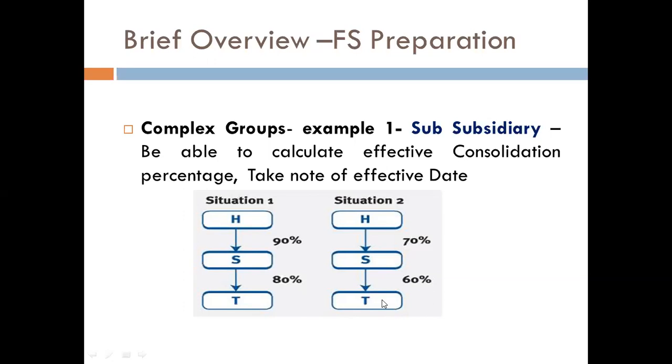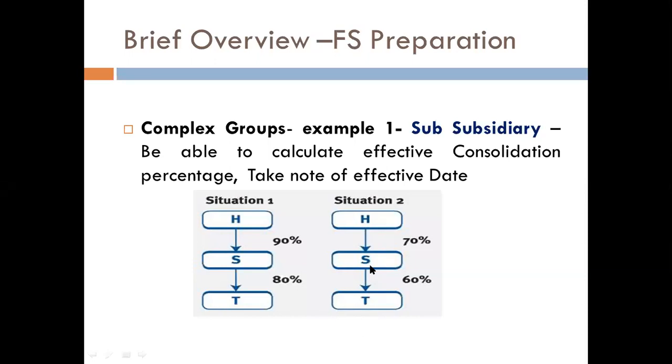Now, take note that when you are trying to consolidate in the case of the sub-subsidiary, you need to check what is the effective date. What is the effective date of consolidation, especially when you are consolidating a sub-subsidiary? Because sometimes the parent acquires the subsidiary before the subsidiary acquires the sub-subsidiary. That is, H acquires S before S acquires T. So in that case, it is simple because then H will consolidate T when S acquires T. That is at the later date after H has acquired S.